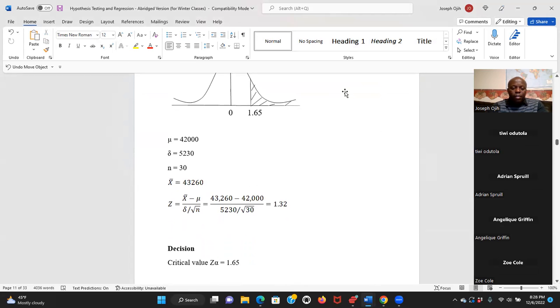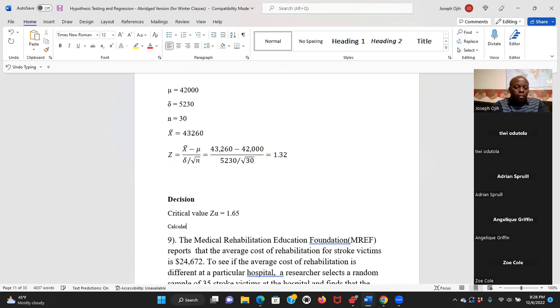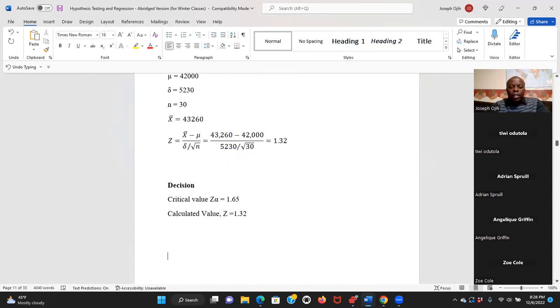So 1.65. Now, our calculated value is Z, which is just Z. Maybe let me make it big. I don't know why it keeps changing. Z equals our answer, 1.32. Now we can compare them. You can see that our answer is smaller than this.